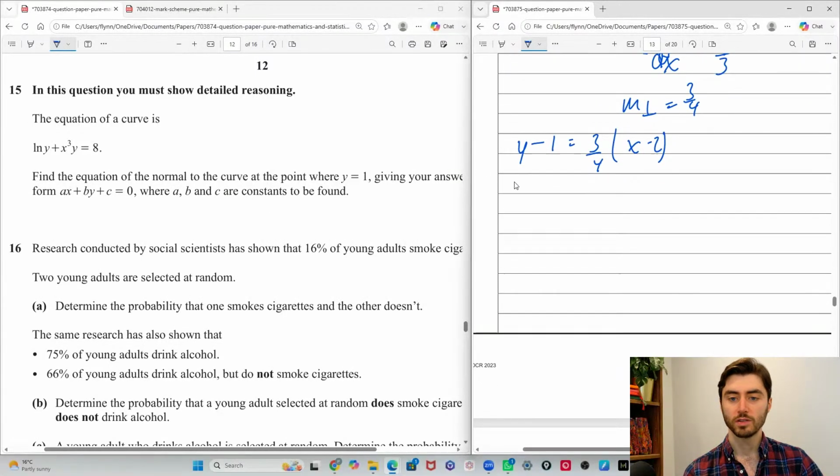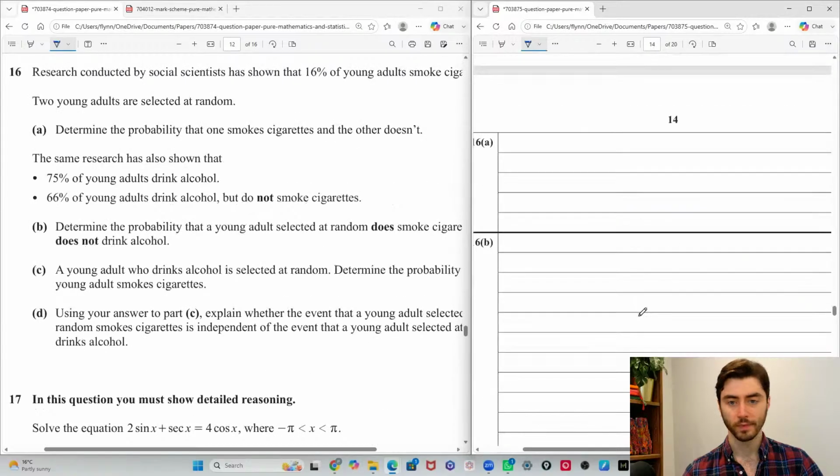And we want this to be integers, so let's multiply the 4 across and multiply the 3 into that bracket. And I'll bring these across and say 0 is equal to 3x minus 4y minus 2. And I think that's the normal.